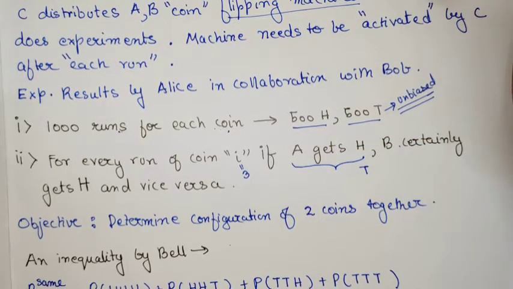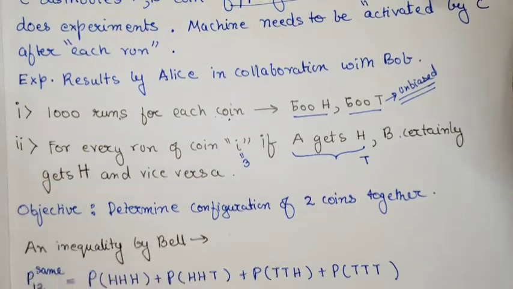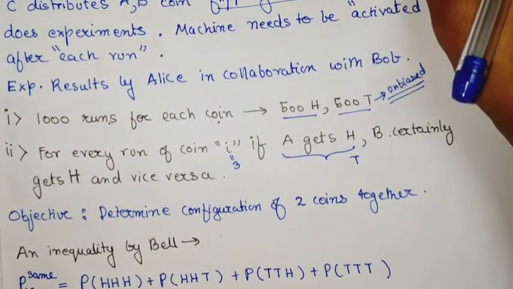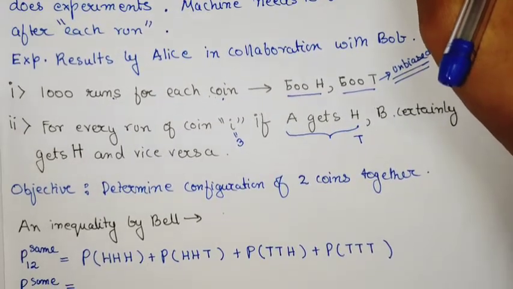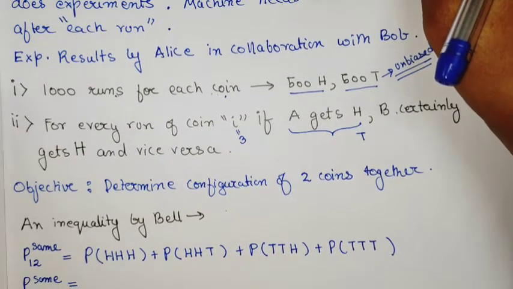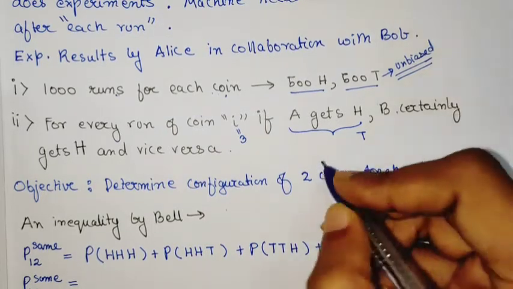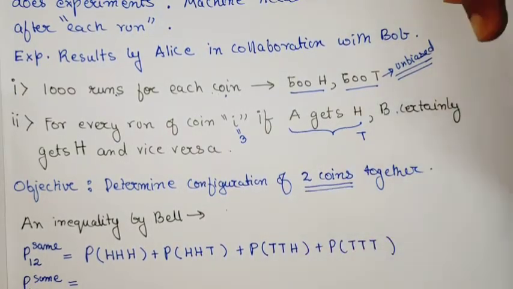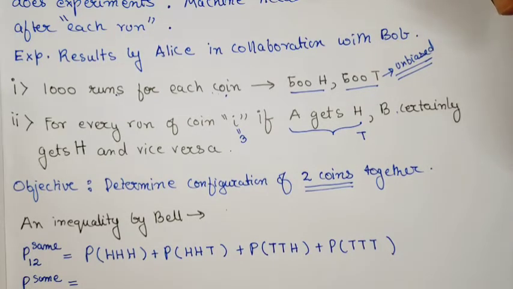So given these two experiments, which have been verified for 1,000, 10,000 runs, Alice and Bob want to know: as only one coin is being allowed, why not try to determine the configuration of two coins, which is something non-trivial, because Alice doesn't have independent access to two coins. Bob also doesn't have access to two coins because of the machine preparation.